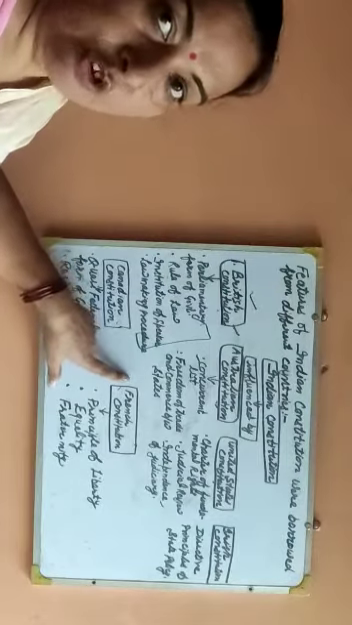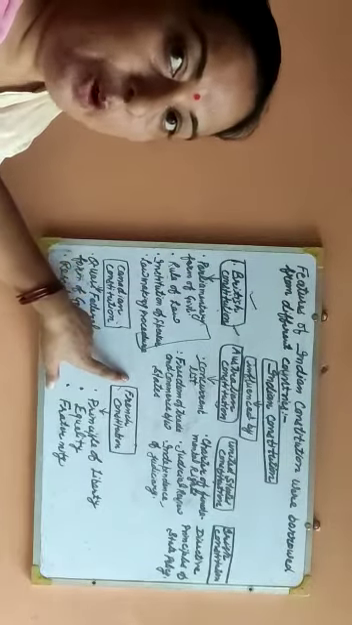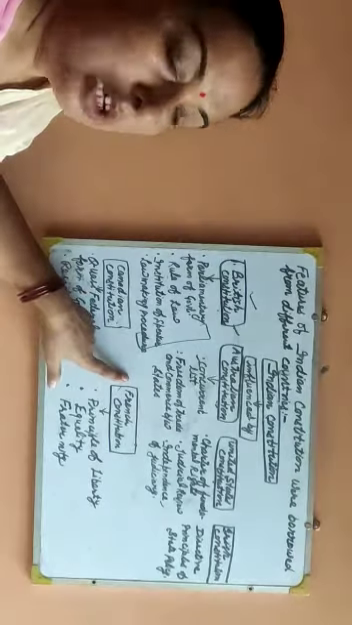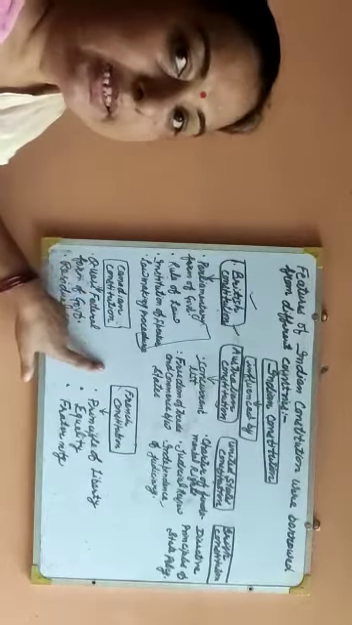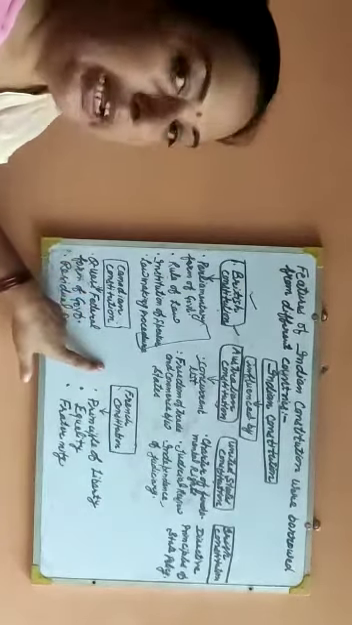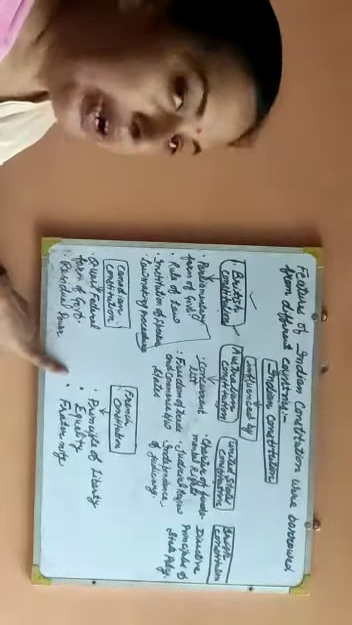Last is the French Constitution. Which type of features were drawn from the French Constitution? That is the principle of liberty, equality and fraternity.